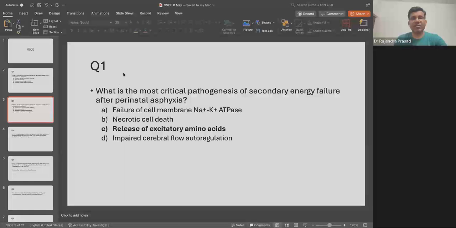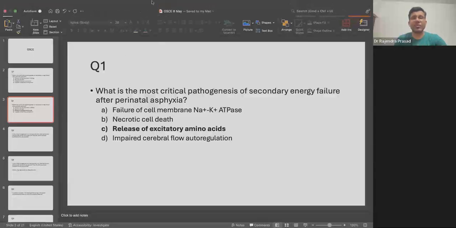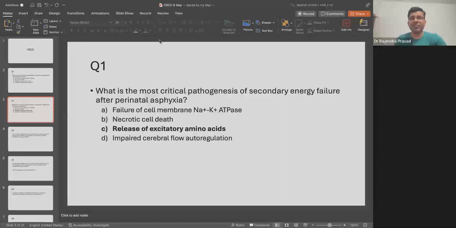So the answer is release of excitatory amino acids. And I can see one of the participants has put free radical release. That is also true. But failure of cell membrane sodium potassium ATPase and necrotic cell death, these two are characteristics of primary energy failure. In secondary energy failure, it is excitotoxicity and free radical damage. Impaired autoregulation is mainly a characteristic of preterm babies. Okay, good. I will go to the next question.